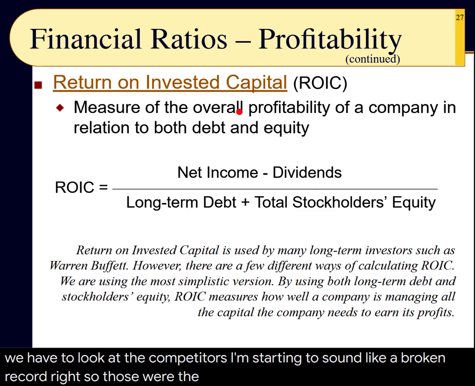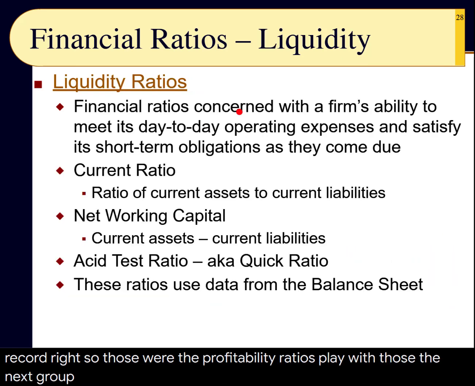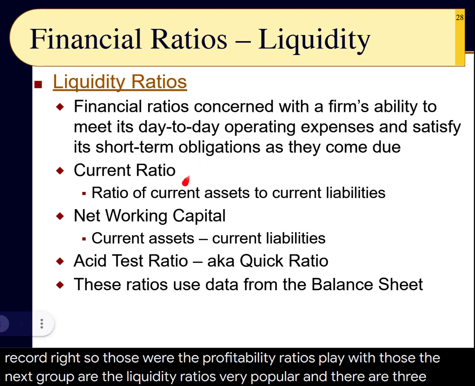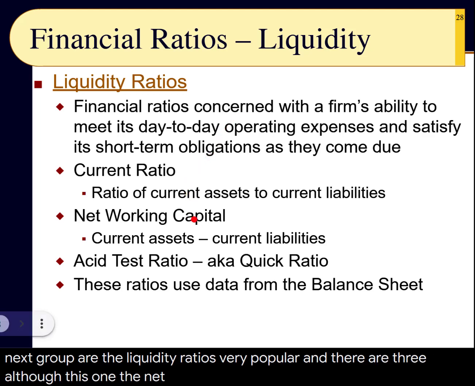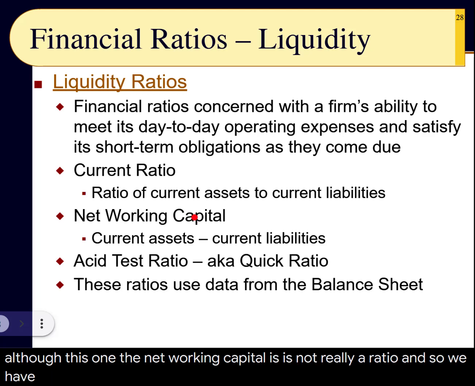So those were the profitability ratios. Play with those. The next group are the liquidity ratios, very popular. And there are three, although this one, the net working capital, is not really a ratio, and so we have one that's sort of an oddball, right?